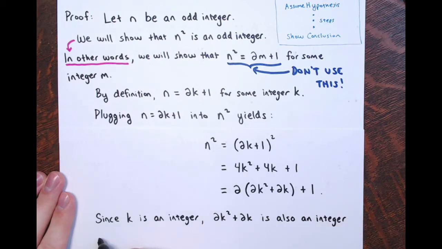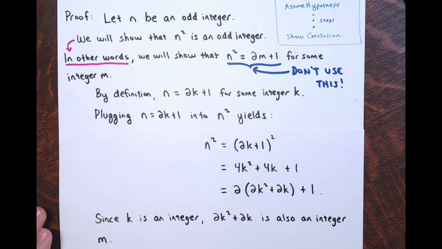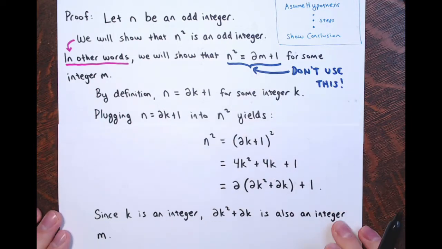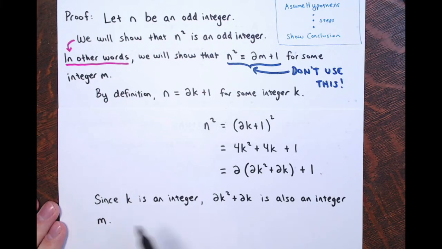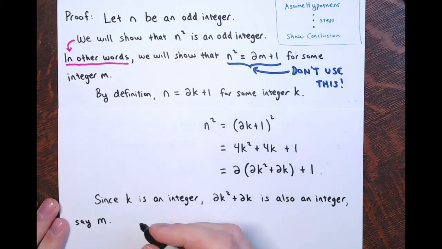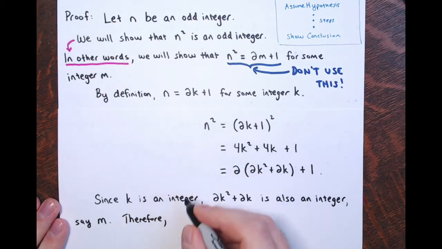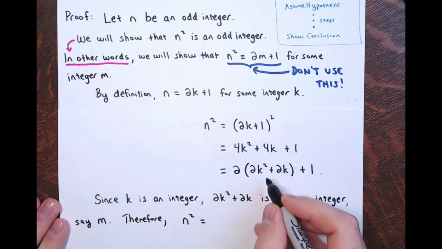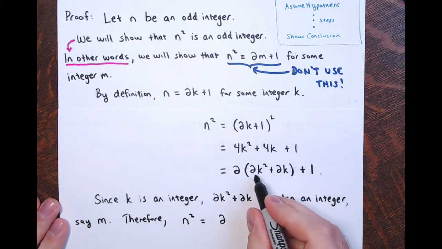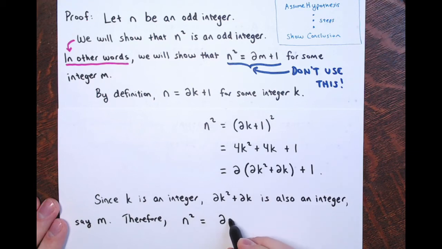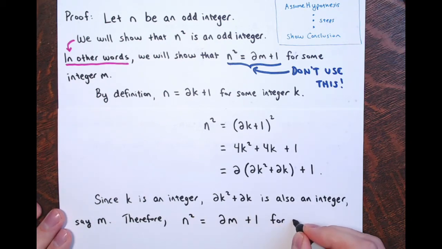And let's say it's that integer m, right, that I had up here. Let's say m is also an integer. Therefore, n squared is equal to 2 times m plus 1 for an integer m. I'm replacing this 2k squared plus 2k with the integer m.